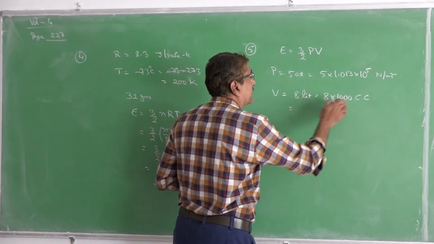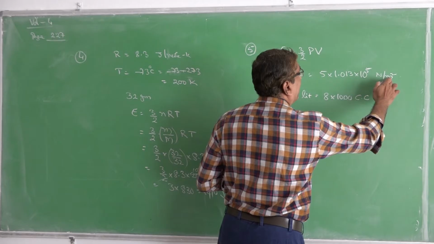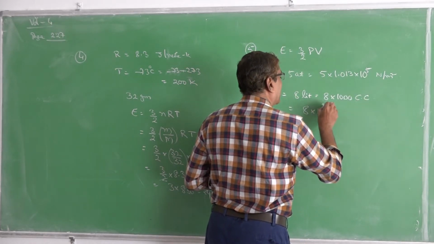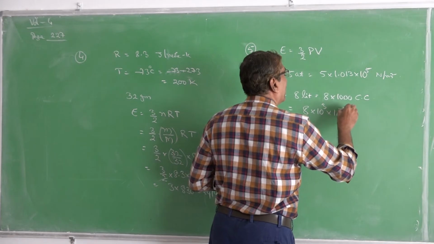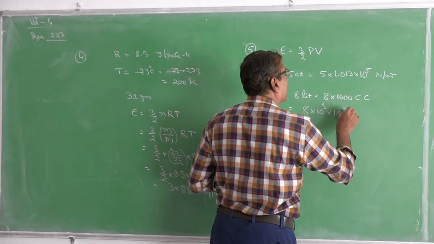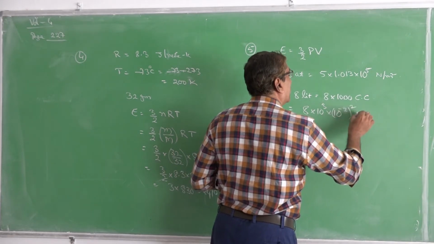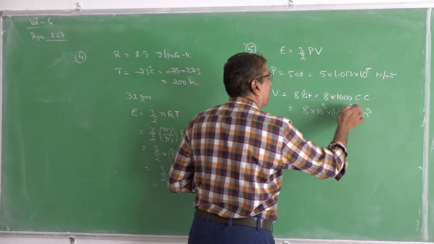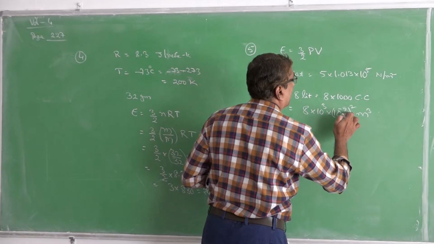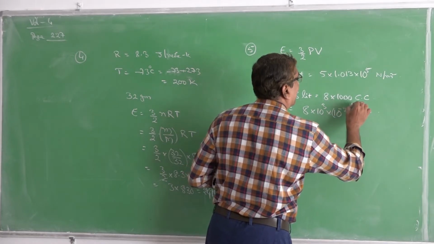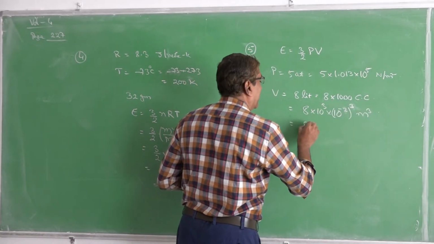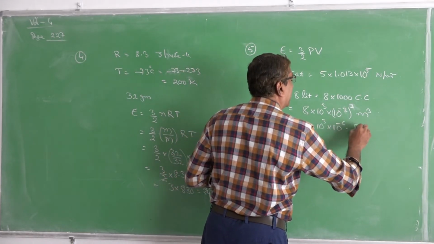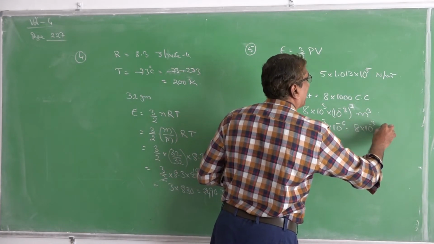But cc here, it is in Newton per meter square, so we have to convert into meter cube. So 8 into 1000, that means 10 cube into 10 to the power minus 2 whole square meter cube. This is 8 into 10 power 3 into 10 power minus 6, that is 8 into 10 power minus 3 meter cube.